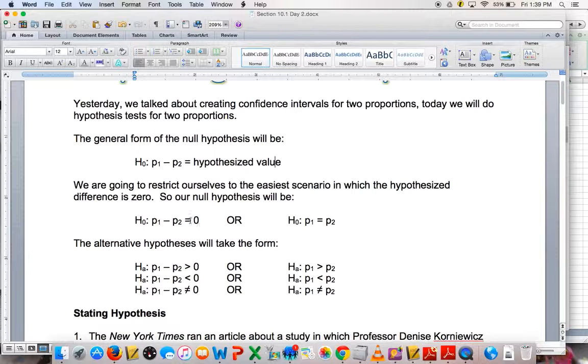So we can write it like this, or you can write it like this. I'm actually going to most of the time write it this way because that's how the calculator is going to look. And then your alternatives can look like this, or we could write it like this. So here we have an example.